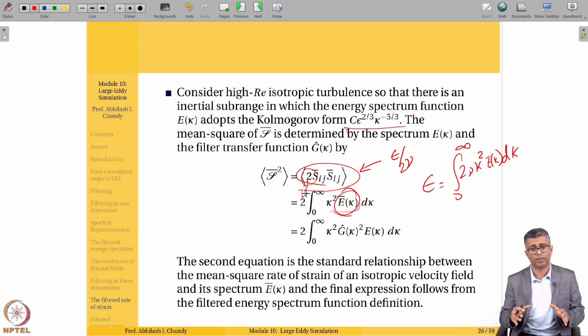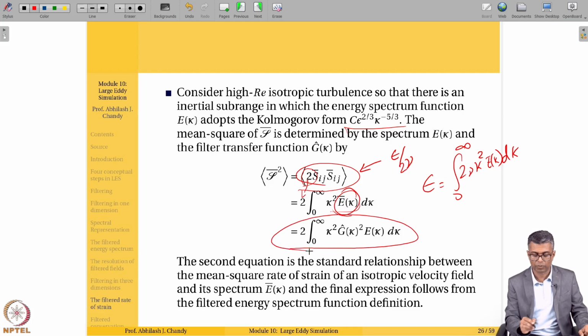So basically the 2 Sij bar and a mean of that is the characteristic rate of strain squared. So you will have 2 times the integral from 0 to infinity of kappa squared times the filtered spectrum d kappa, and the filtered spectrum you would write as g hat of kappa squared times E of kappa, because we saw that earlier, right? Now think about this. The characteristic rate of strain squared is 2 times the integral from 0 to infinity of kappa squared g hat of kappa squared E of kappa d kappa. Let's think about this equation.